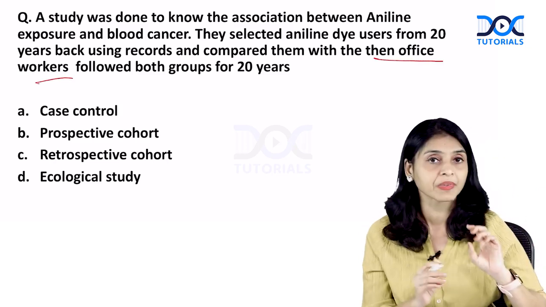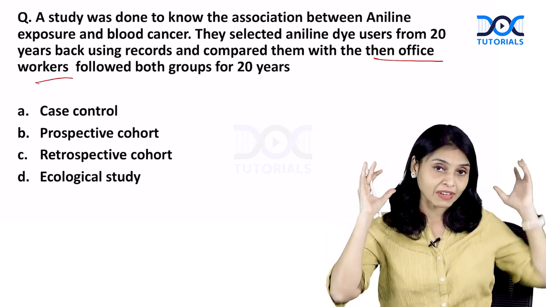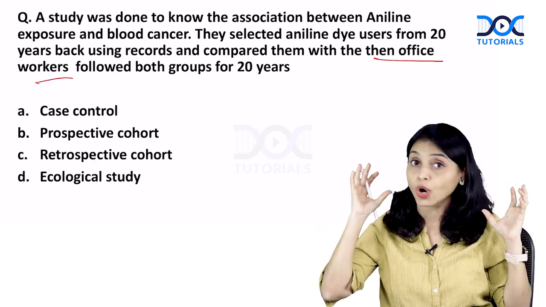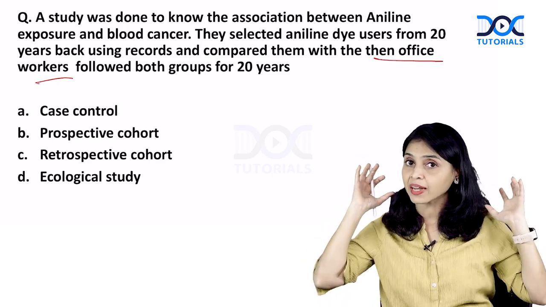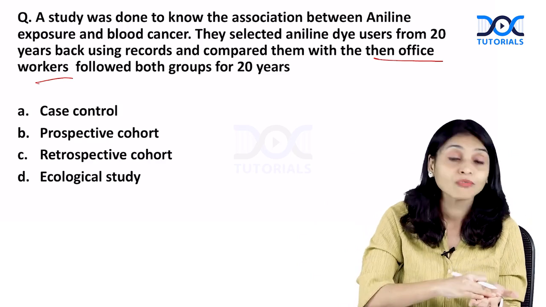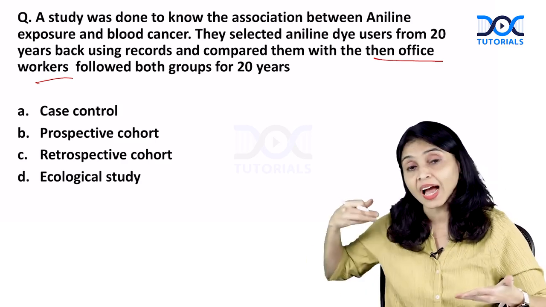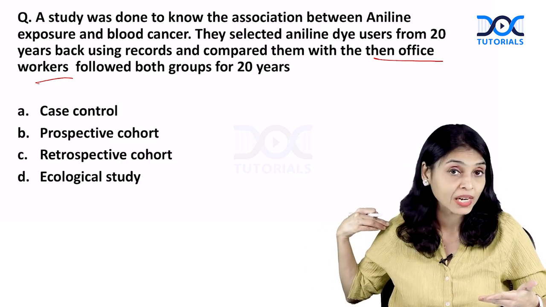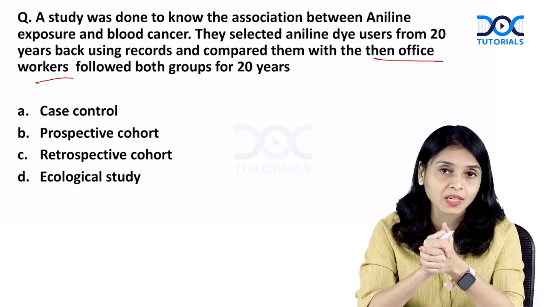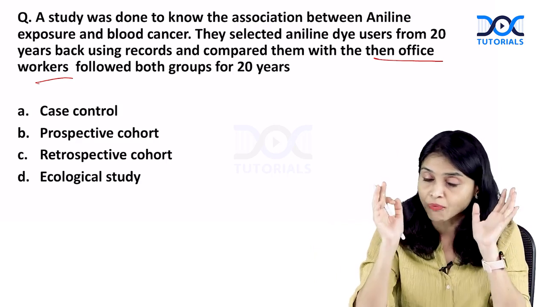Okay, office workers. Then, from 20 years back, they are following both the groups. So, you have an exposed group that is exposed to aniline dye, unexposed group, a group that is not exposed to aniline dye. From there, they are being followed up till today to know what percentage of exposed group have developed blood cancer as of today and what percentage of those who were not exposed to aniline dye have developed blood cancer after 20 years. That means today. There is a follow-up. So, this is obviously cohort.